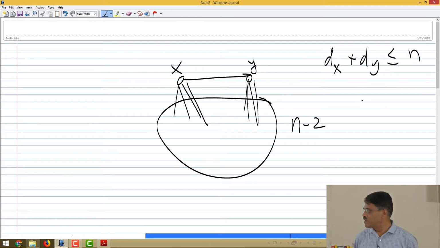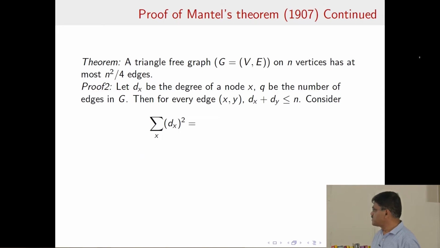n. Okay. So now let's look at this quantity summation dx whole square. Just like that, I want to sum this and get an upper bound for it and a lower bound for it, and together we will get something. So q is the number of edges in the graph. I should have used m, but okay.